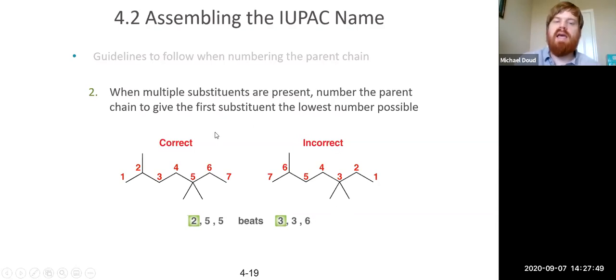Well, the answer is, again, you want the lowest first number possible. So what we're going to do is we're going to number it so that we have the 2 rather than worrying about like 3, 3, and 6. So the 2 beats the 3 is the way that you can think about it.